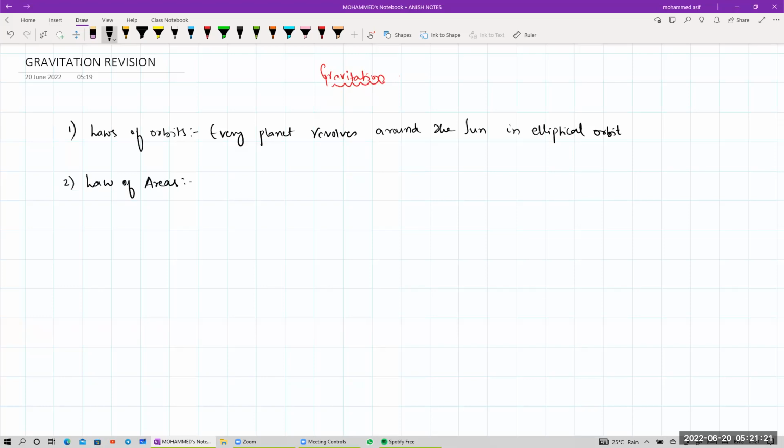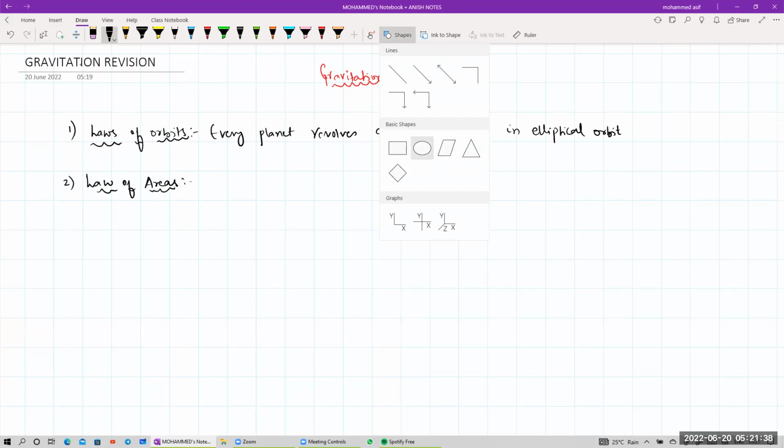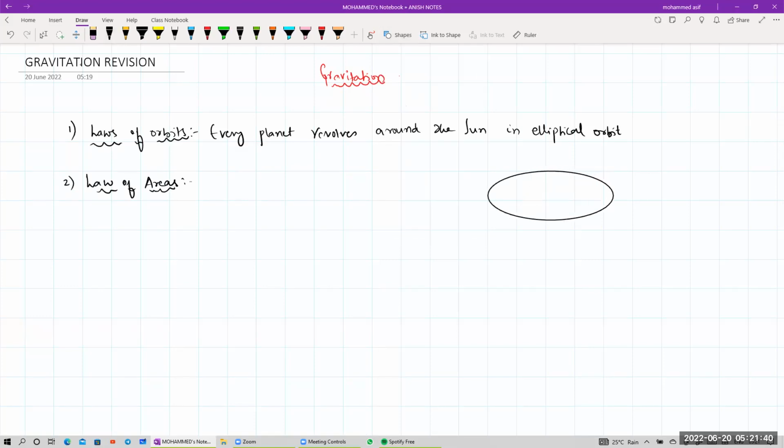That means when a planet is revolving around the sun, it covers equal areas in equal intervals of time. That is the reason we have almost the same number of days in every month, leaving aside the leap year and the extra days in a month, isn't it? So every planet revolves around the sun in an elliptical orbit.